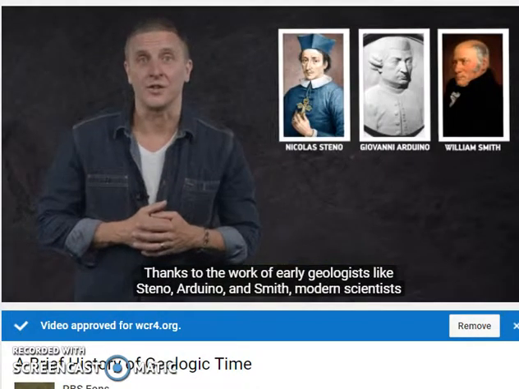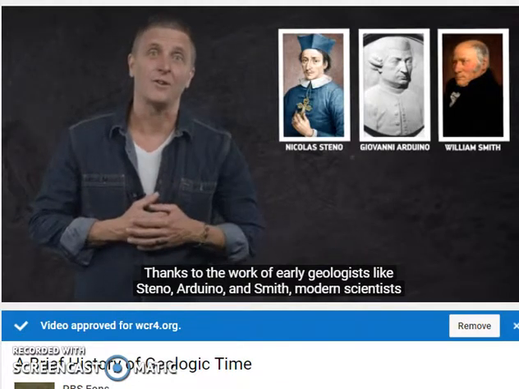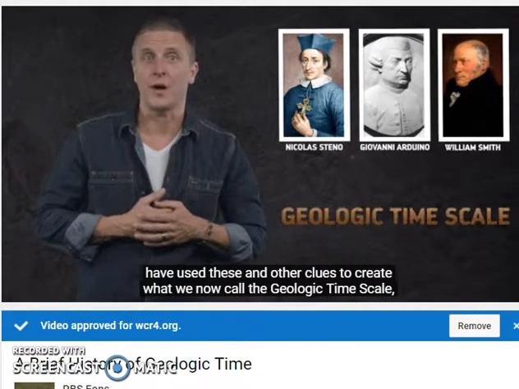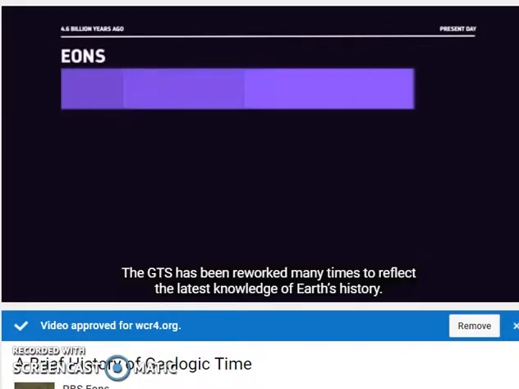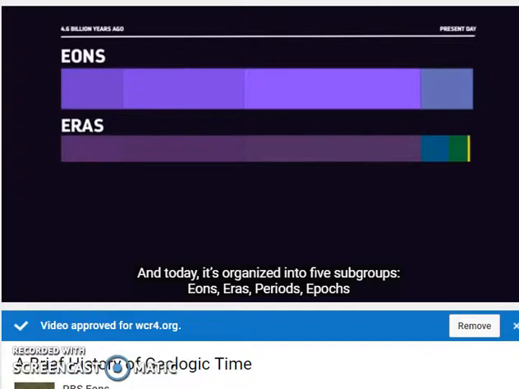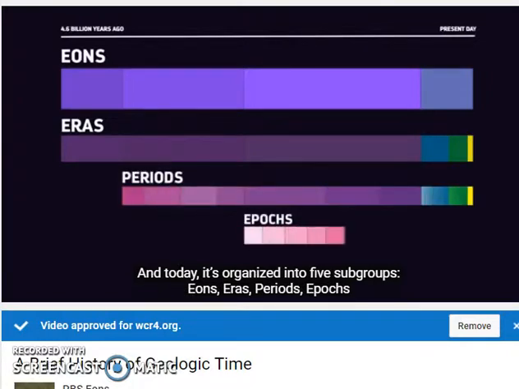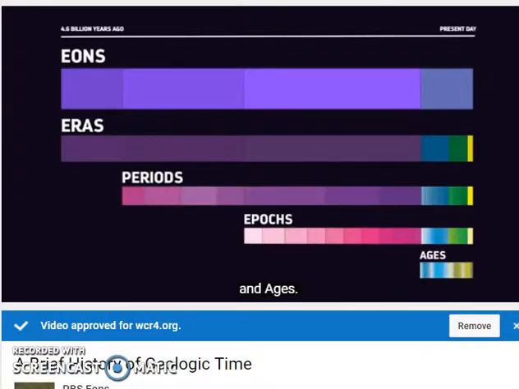Thanks to the work of early geologists like Steno, Arduino, and Smith, modern scientists have used these and other clues to create what we now call the Geologic Timescale, or GTS. The GTS has been reworked many times to reflect the latest knowledge of Earth's history, and today it's organized into 5 subgroups: eons, eras, periods, epochs, and ages.